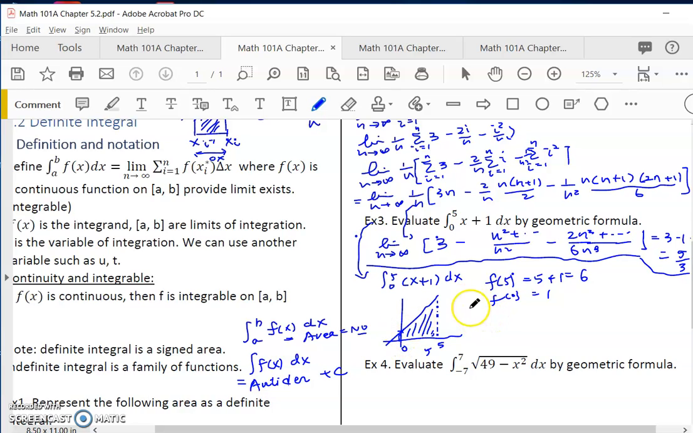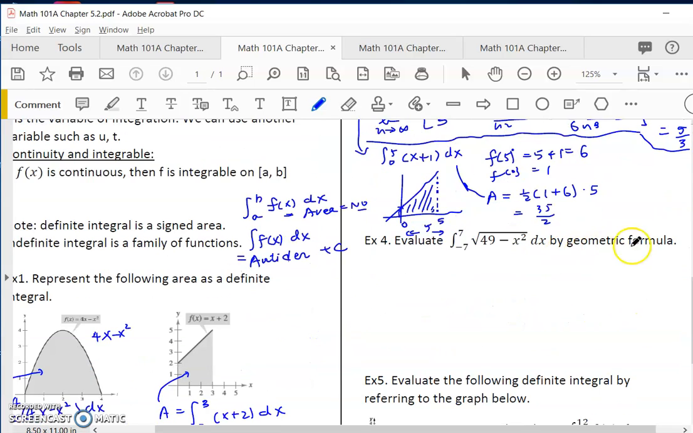So the area is equal to 1/2 times the top base plus the bottom base, 1 plus 6, times the height, which is 5, because it goes from 0 to 5. So that would be 7 times 5, 35, so 35 over 2 for the exact value. Okay, so that's how you evaluate a definite integral.